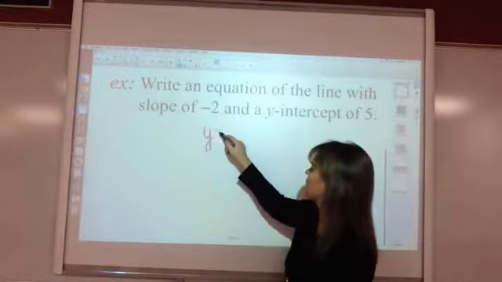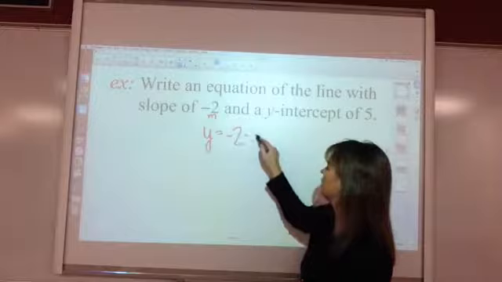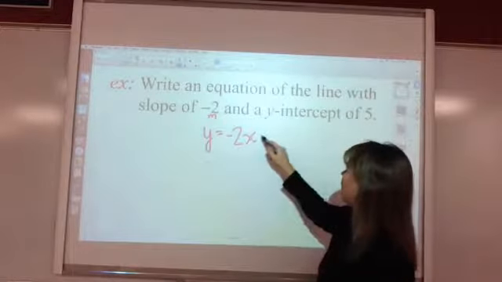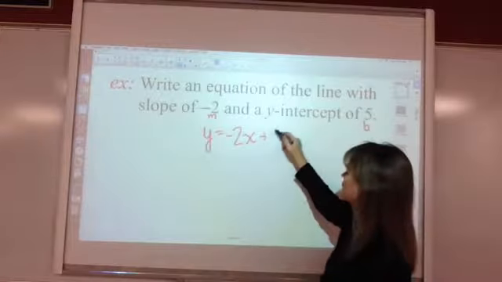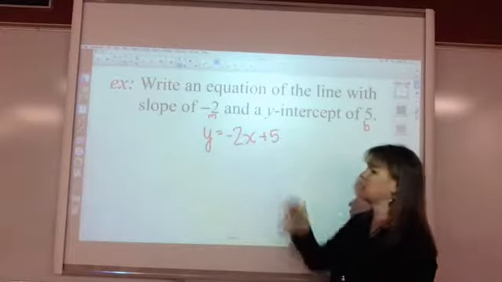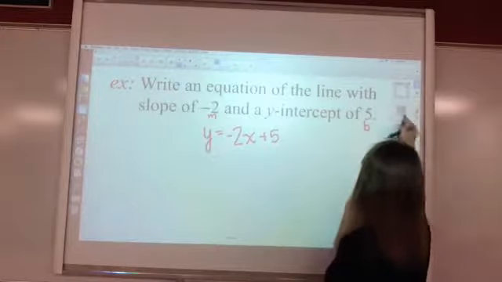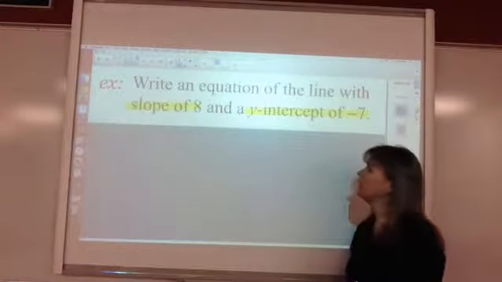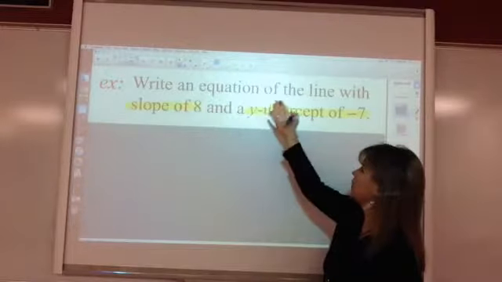We need y equals mx plus b. We know that -2 is our m. And we know that y-intercept is our base, our 5. So final answer, y equals -2x plus 5. No more work than that. Easy as that.